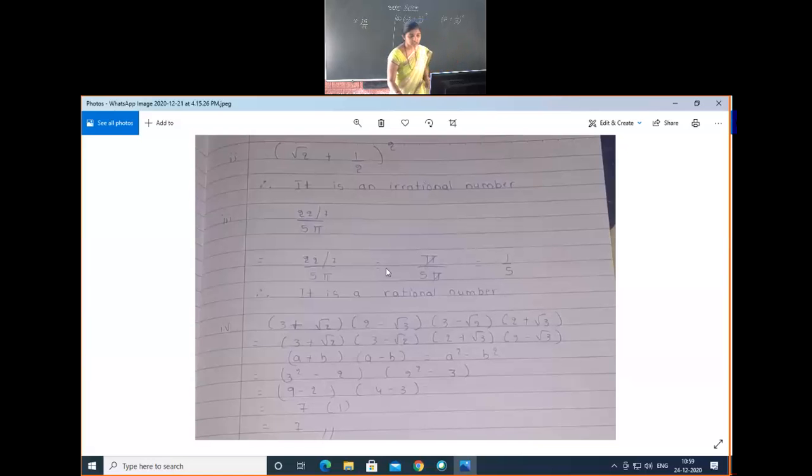Yes, now the third one is 22 by 7 divided by 5 pi. So the third problem is 22 by 7 divided by 5 pi. Let us work out this problem also. Fourth problem: 3 plus root 2 into 2 minus root 3 into 3 minus root 2 into 2 plus root 3. Right, now this is the question actually.